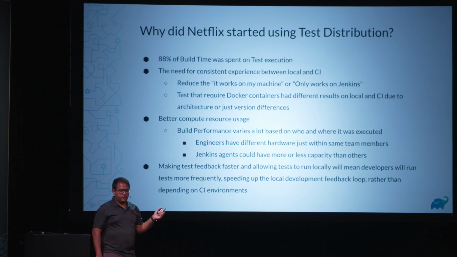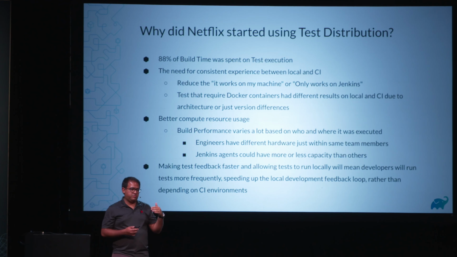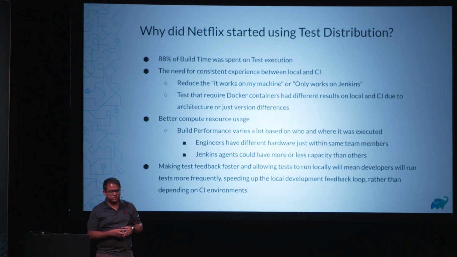The other pain point was the consistency across local and CI. The classic, it works on my machine, or it works on Jenkins. So sometimes engineers will be just avoiding running tests locally. They will just write some code, push it to the CI server, and see what happens. And this is most of the time producing slower feedback for people.